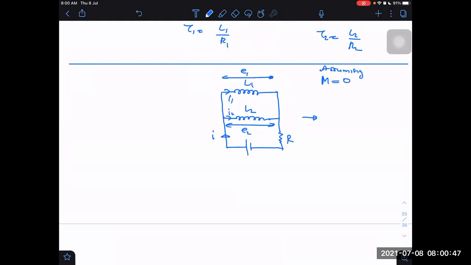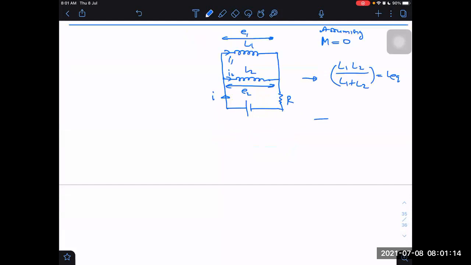In all these cases, whenever I'm taking multiple inductors and not taking any mutual inductance into account, it means I'm assuming its flux does not pass through the other. The magnetic lines can pass through, but those are negligible. So there is not much mutual inductance, and I can treat this almost just like resistors. This is L equivalent. Then we get just a simple battery, an effective inductor and effective resistance R. Now it is simple: the effective time constant will be equal to L upon R.